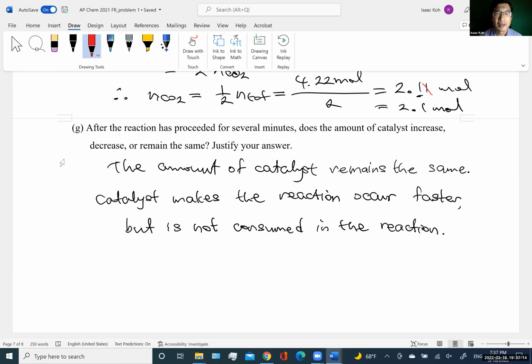And let's think about the function of a catalyst. A catalyst makes the reaction occur faster. It is involved in the chemical reaction, but it is regenerated. When the reaction is completed, it is regenerated at the end. So the catalyst is not consumed in the chemical reaction, and the amount remains the same. That's the concept of catalyst.